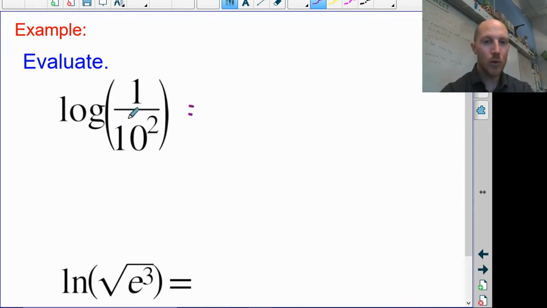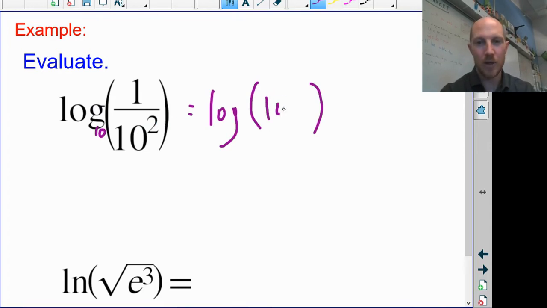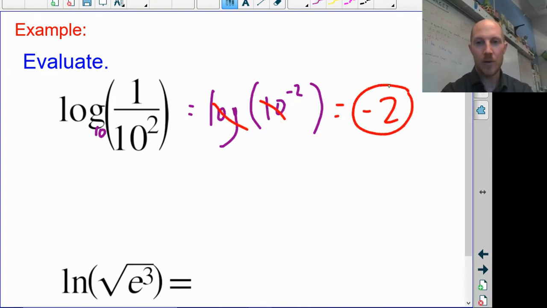So same approach here. I'm going to rewrite the 1 over 10 to the power of 2 using base of 10, because my log has a base of 10, even though it's not written there. That's what it means. And so the 10 is already to the power of 2, but I need that reciprocal, and so I just put a negative sign in the exponent. So 10 to the power of negative 2 is going to give me that 1 over 10 squared. And then log base 10, 10 is the base of the exponent. Final answer, negative 2.